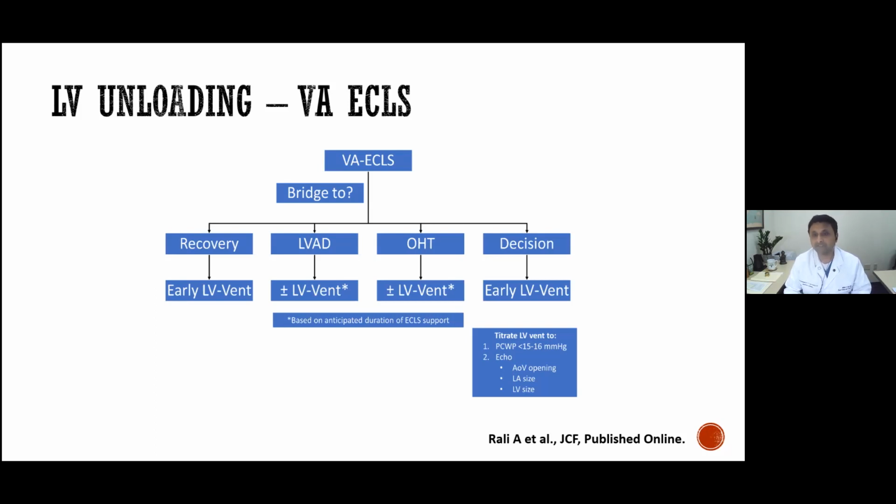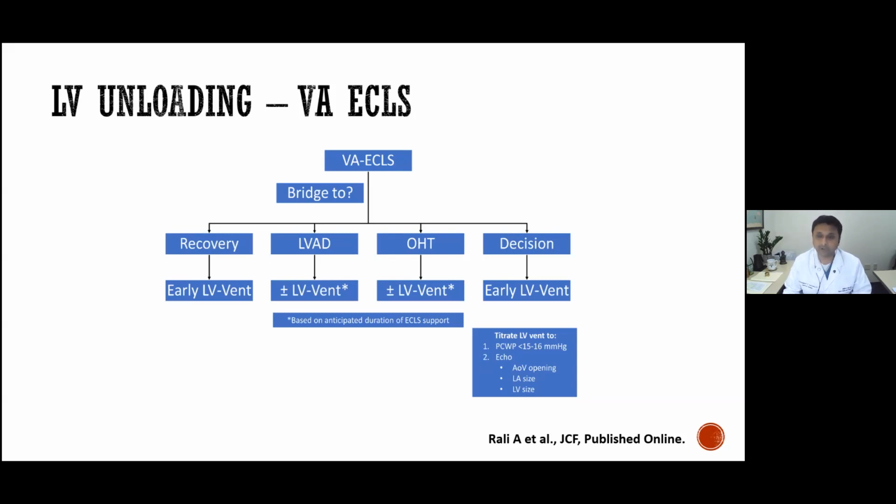For those patients that have a definitive exit strategy in the form of an LVAD or heart transplantation, the decision to provide additional LV venting or not should be based on anticipated duration of ECLS support. The major caveat to this, and that's why there's an asterisk there, is that you never want to wait too long, where you have evolved from it just being a cardiac problem to a cardiopulmonary problem, where an LVAD or a transplant alone will then not suffice. So it's a delicate balance.